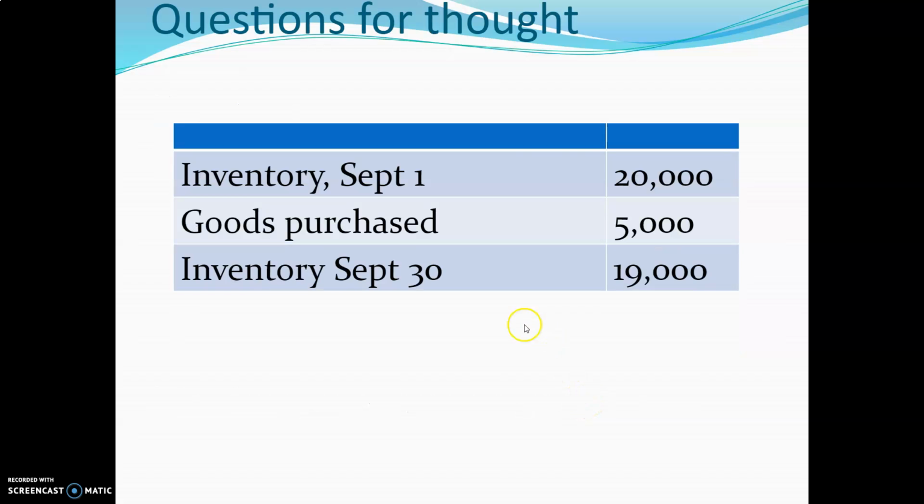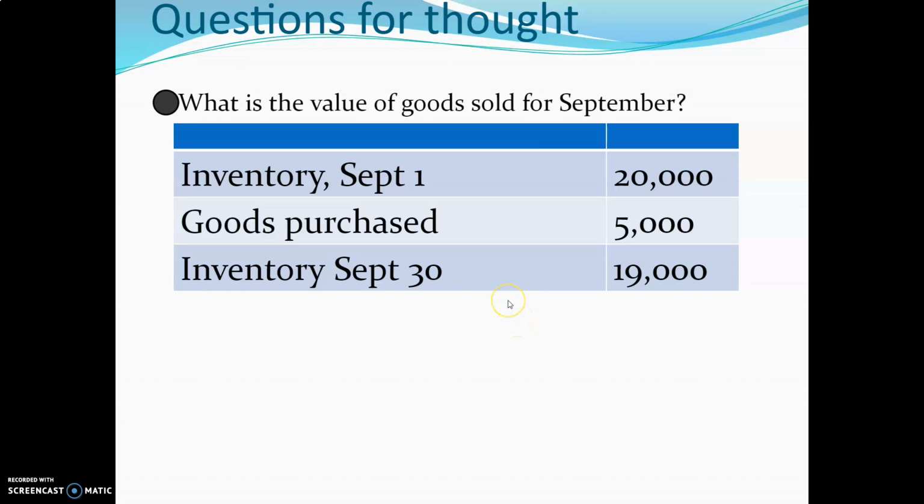Now here's a question for thought. What is the value of goods sold for September? Looks like a similar question now, isn't it? We start with some amount, we buy some goods, and at the end we've got some sort of inventory left over. So it's analogous. Again, pause and see if you can figure this out.